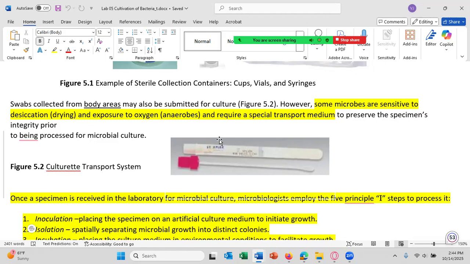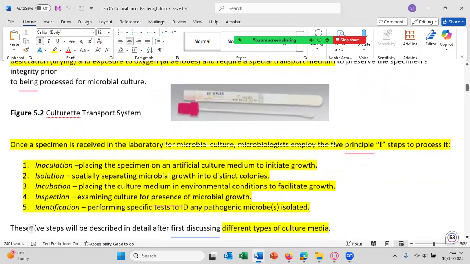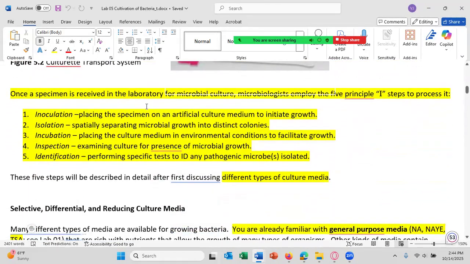Once a specimen is received in the lab for microbiological culture, microbiologists employ the 5 principal steps. I don't know why that is like that. It looks like it's on the box of that. Anyways, the 5 principal steps are 1, inoculation, 2, isolation, 3, incubation, 4, inspection, and 5, identification.